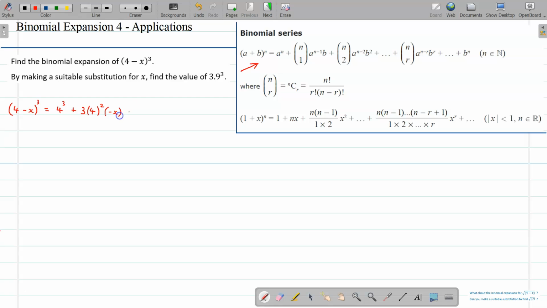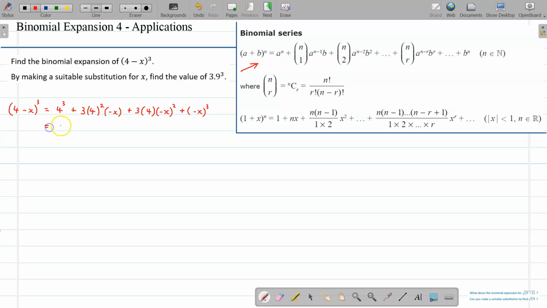Okay, the next term is 3c2, which is also 3. That's just multiplied by 4 to the power 1, and then it's multiplied by negative x squared. And the final term I would get would be b cubed, and b cubed is negative x cubed. Now I know I could have taken some shortcuts there and simplified that on the way, but it's good practice initially to literally substitute like for like and then work on it step by step.